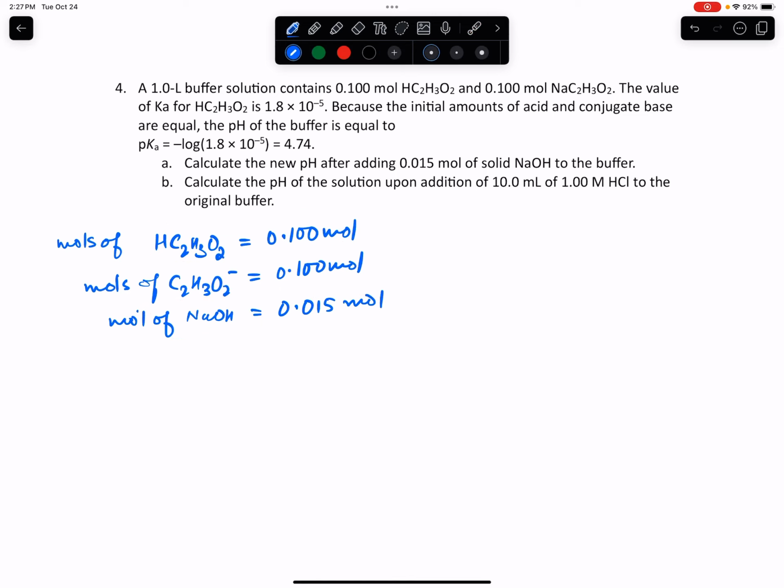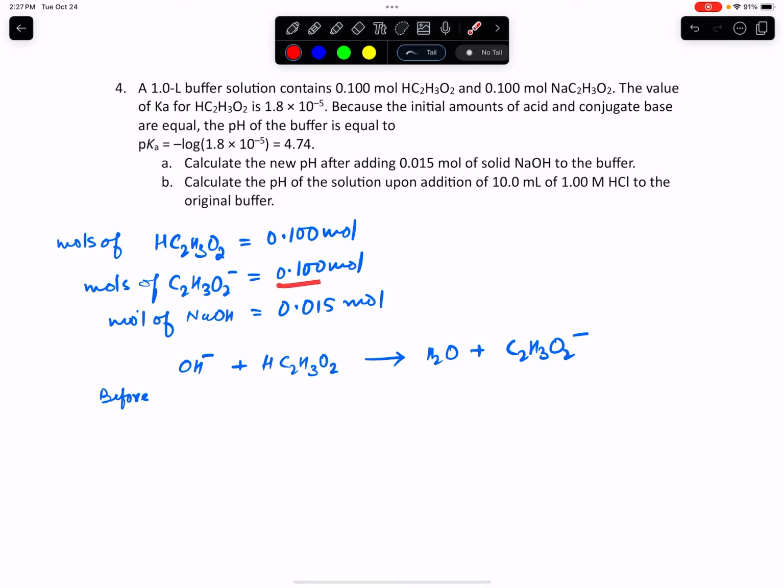Okay, so given that this amount of base will neutralize the acid, let's write that reaction. We write the added base, OH minus, plus the acid, HC2H3O2. The base is going to grab a proton from the acid, leaving behind the conjugate base, so that's going to be H2O plus C2H3O2 minus. Before you add the OH minus, you only have this amount of acid and this amount of base. So let's write that down.